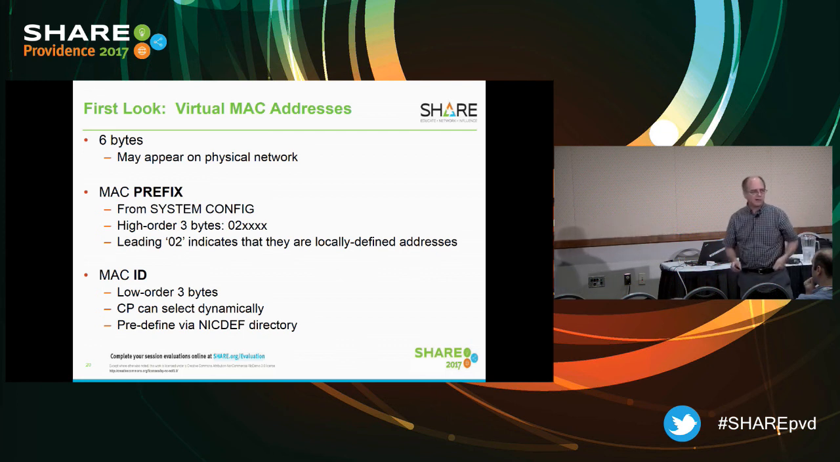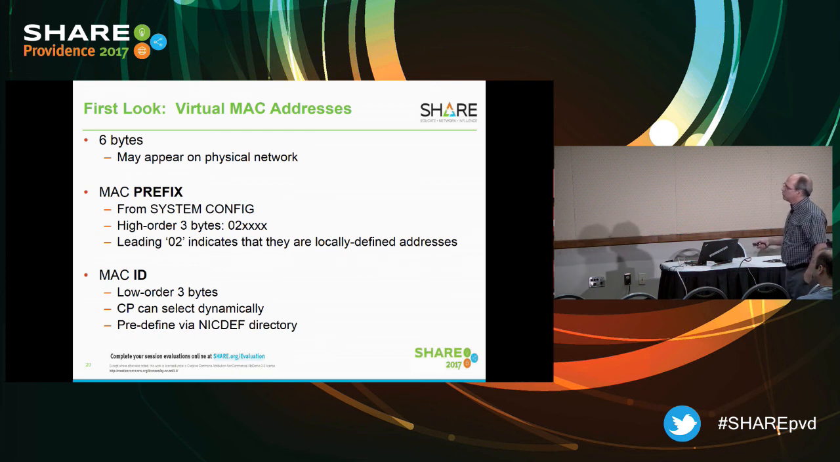Everybody who makes Ethernet cards has their number range that they're allowed to create, that they burn in. Then the low order 3 bytes is something that is either your choice, or the control program, CP, can generate it dynamically for you, in which case it's not predictable. Or you can assign it. So the higher order 3 bytes are really easy. You set it, forget it, make sure that each z/VM system you deploy has a different MAC prefix. Then by definition, any of the MAC addresses it generates shall be unique.